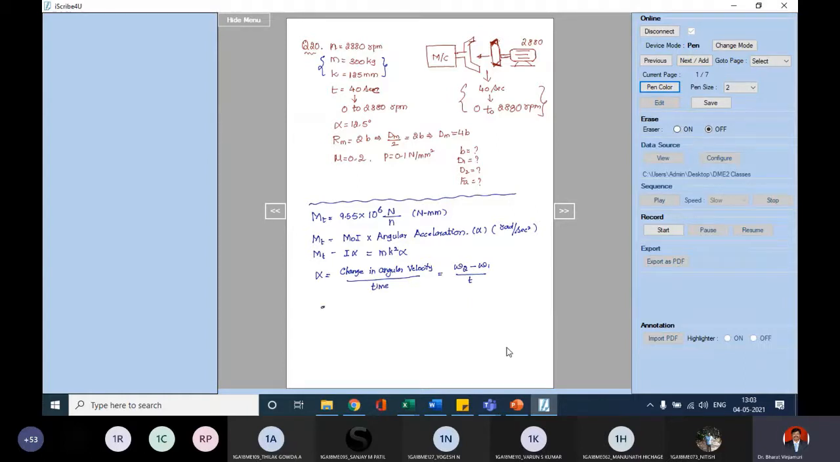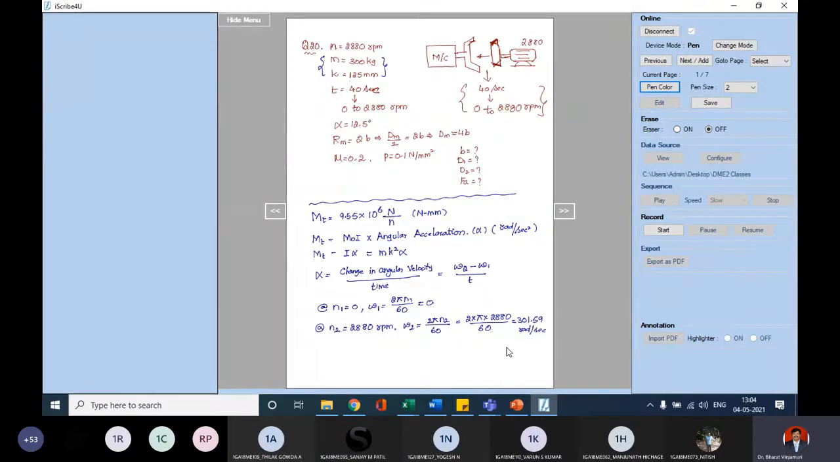Now what is omega 1? At speed n1, the initial speed was 0. At n1 equal to 0, omega 1 formula is 2 pi n1 divided by 60, so this also will be 0. At n2 equal to 2880 rpm, omega 2 is equal to 2 pi n2 by 60. So 2 into pi into 2880 rpm by 60. How much is this, guys? Omega 2 is 301.59 radians per second. I got this.